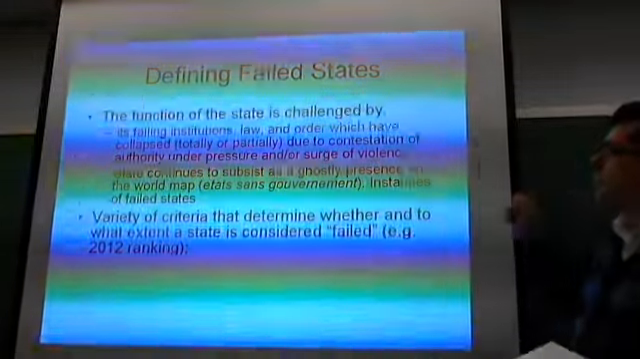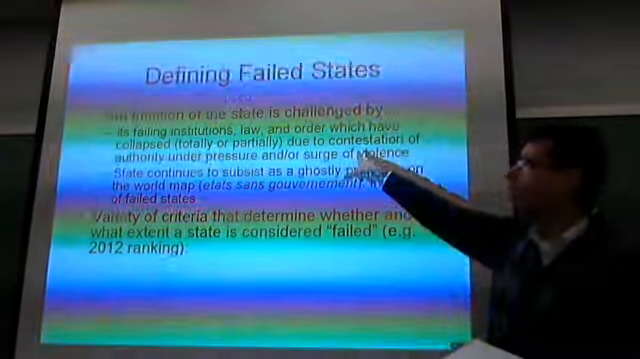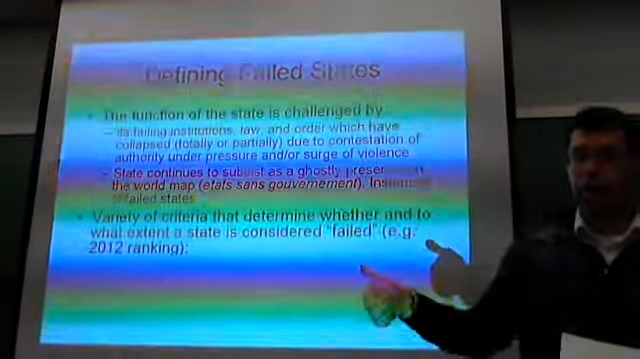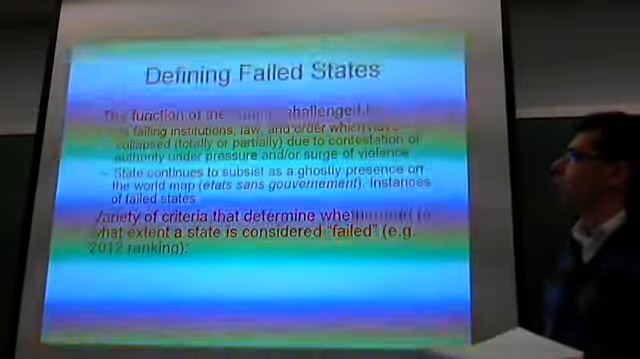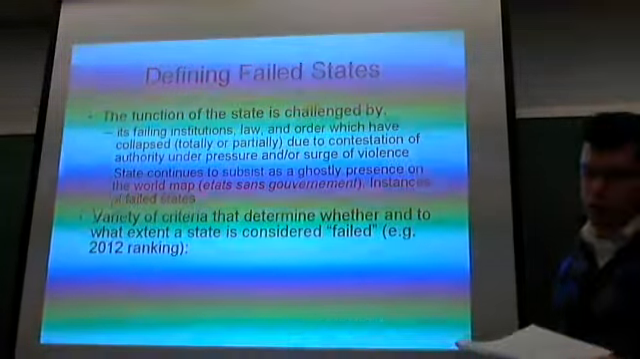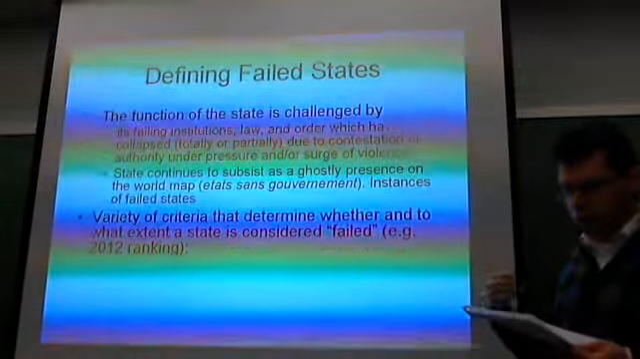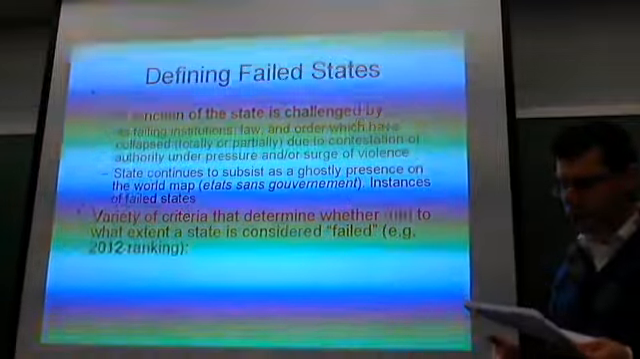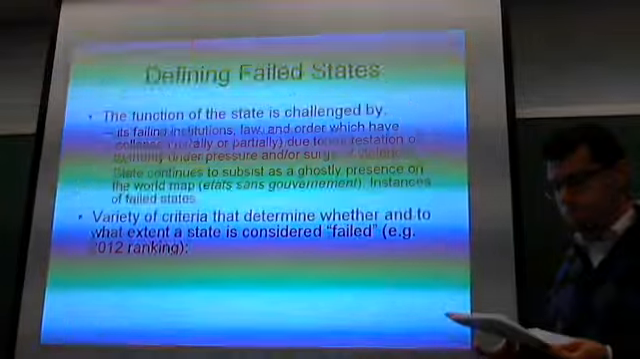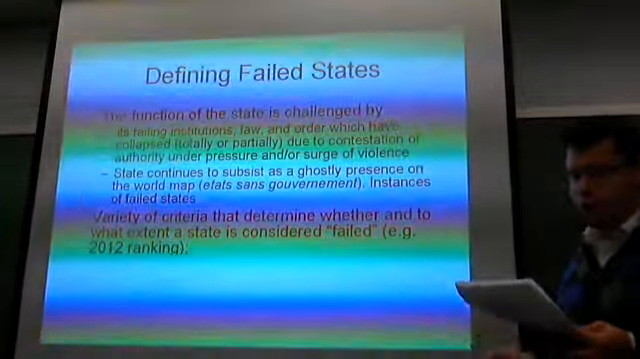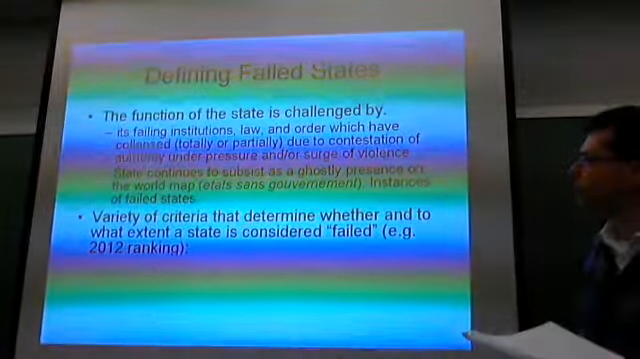The second component of state failure is the link between institutions, law and order, and the exercise of state institutions. Law and order are directly linked and directly related to the notion of state as in Weberian understanding, defined as an institution or an epitome of an institution that monopolizes the use of power.